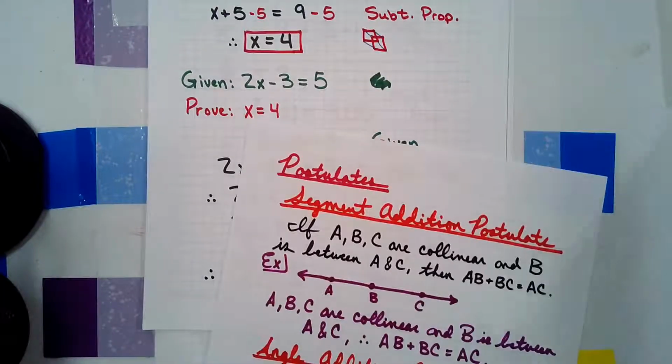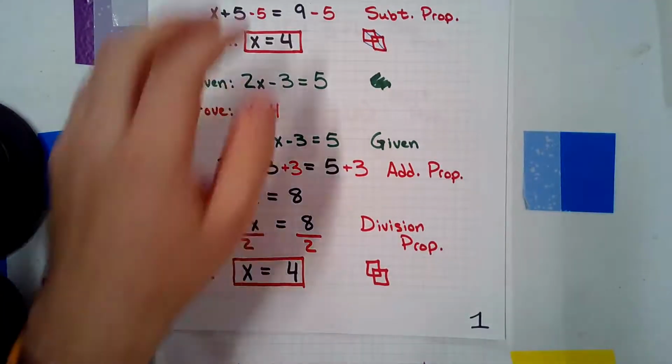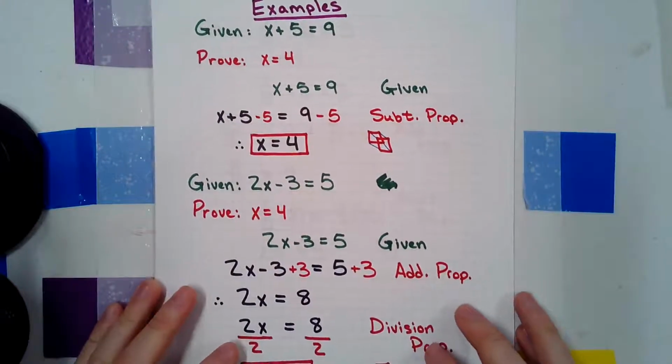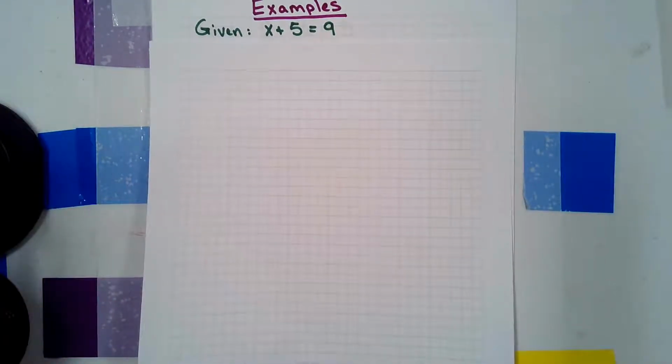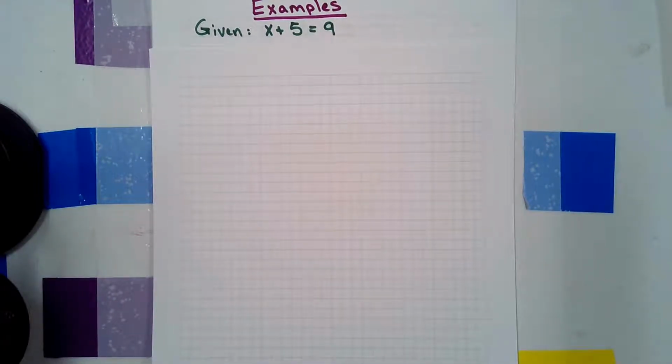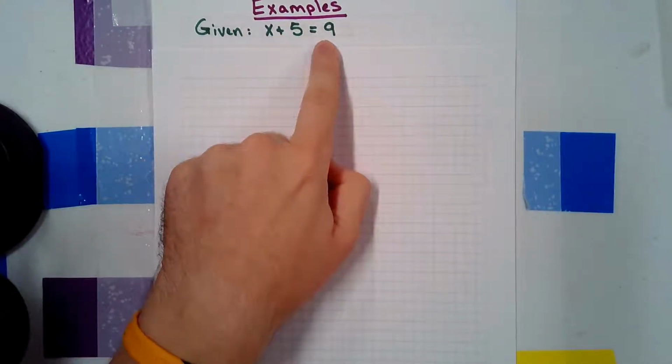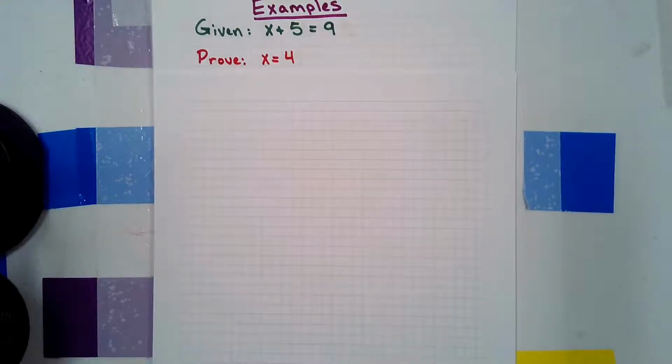Wonderful. All right, so examples. Everybody loves examples. Okay, I'm going to walk you through them real quick, and then we're going to do some on our own. So here's an example. X plus 5 equals 9. You don't have this. X plus 5 equals 9. They give you that. Okay, so we have an equation, an A equals B situation, right? And they want you to prove that X is 4.